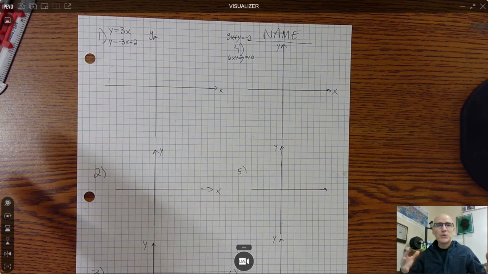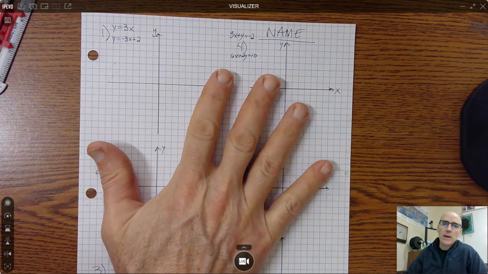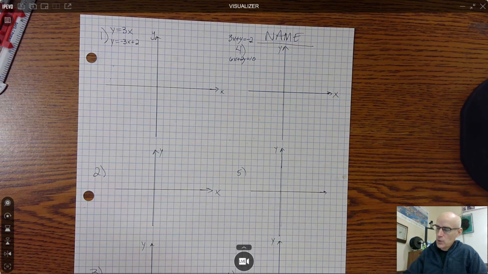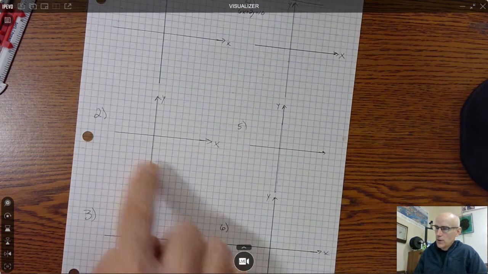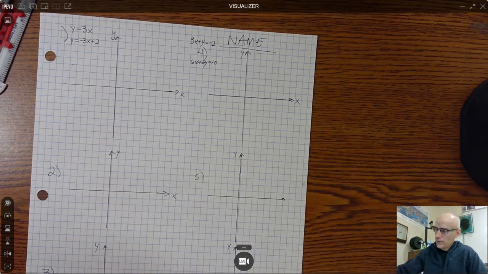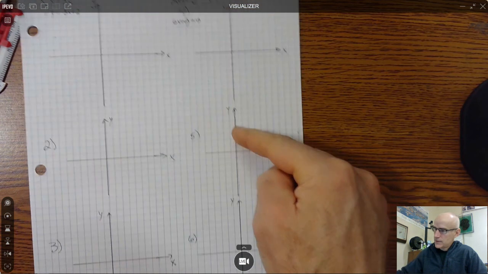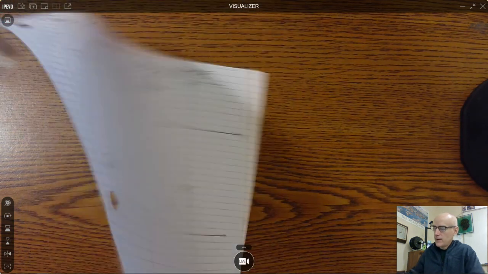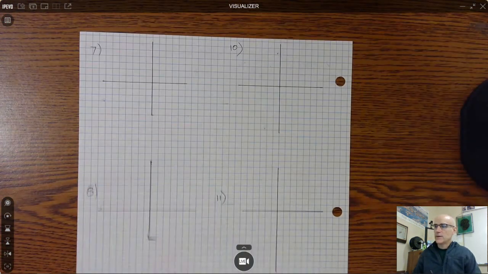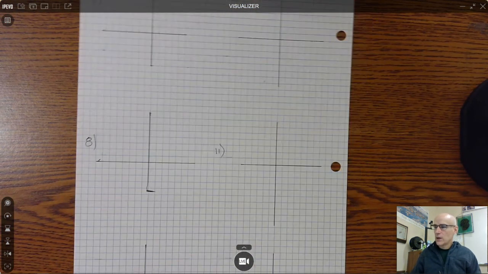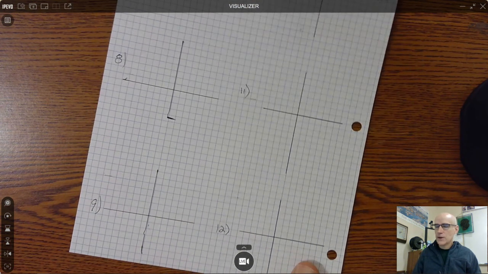Okay, folks, I want to do a couple homework problems with you. I need you to set up your graph paper just like I've got mine set up here. I'm going 1, 2, 3, then over here 4, 5, 6, and then on the back side, I did the same thing. We're working up to number 12, okay?